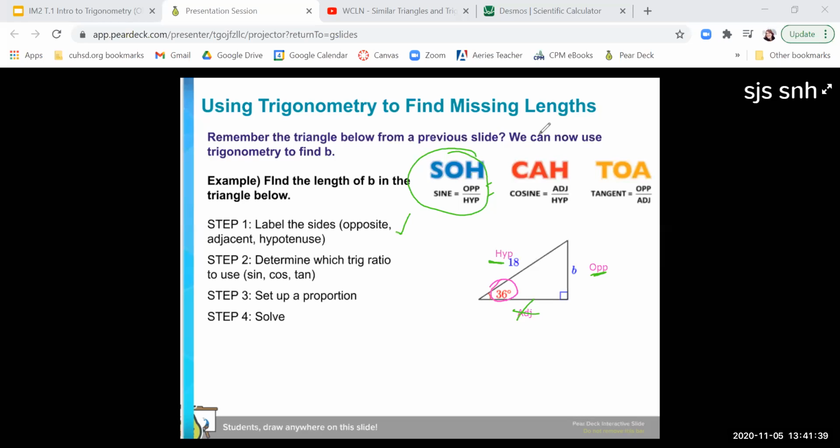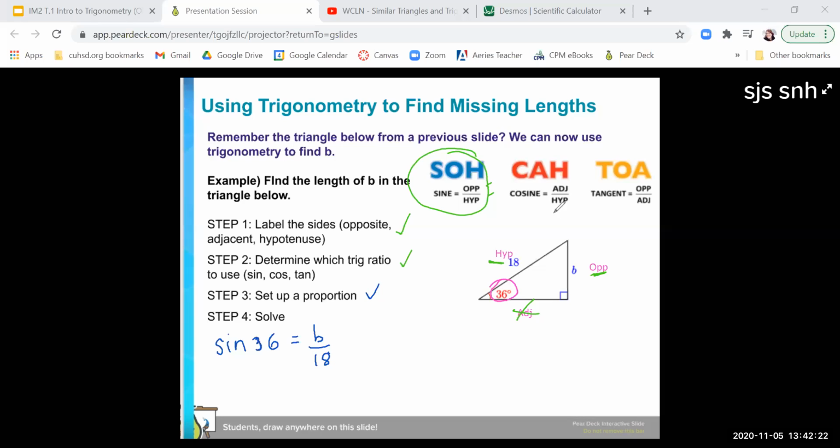So we labeled our sides, we determined our ratio. Now we need to set up our proportion. Okay, so here's what we do exactly like last time, but this time we have a 36-degree angle we can plug in. So we have the sine of 36 equals opposite, which is our unknown b, over hypotenuse, which is 18. All right, now the next part is to solve. So we have now set up our proportion. Our next part is to solve.